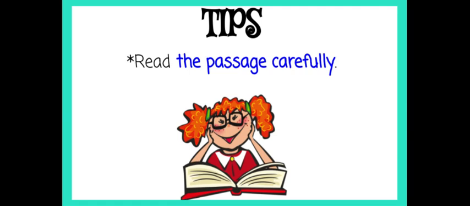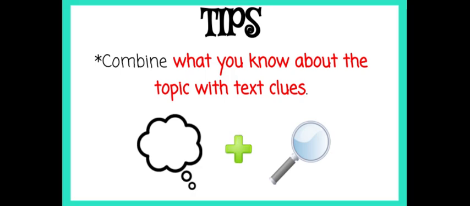So when you are reading, the first thing you need to do is read the passage carefully. Gather as many details as you can and use those as your clues to help you piece it together. You also then need to combine what you already know about the topic with those clues. So you're gathering all these details, and then you're going to think through things that you already know, things that you have learned in the past about the topic. And that is how you make inferences. That's what good readers do, and that's what you're going to be doing as you read as well.